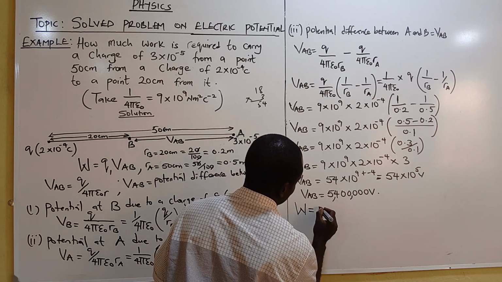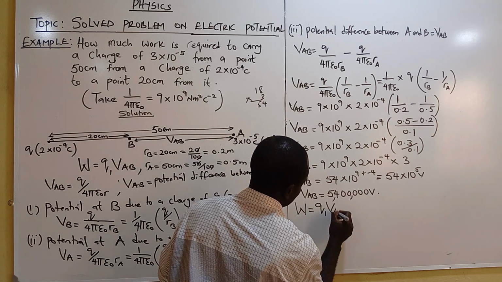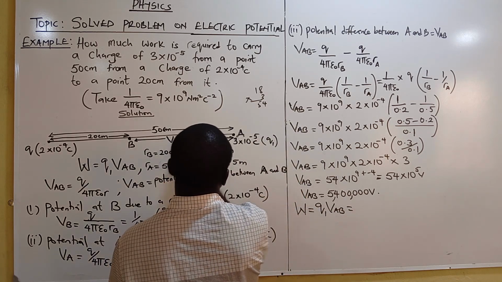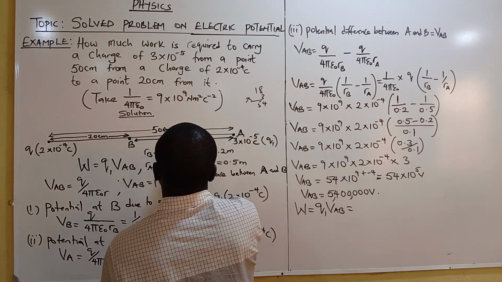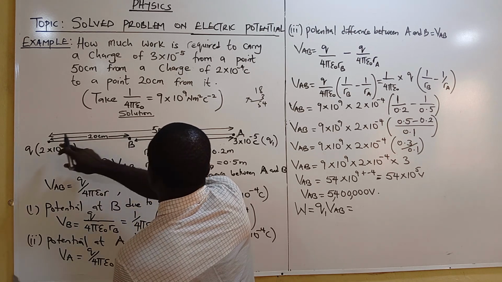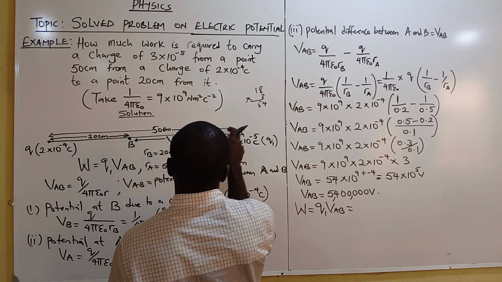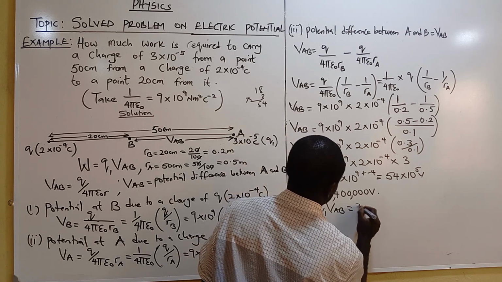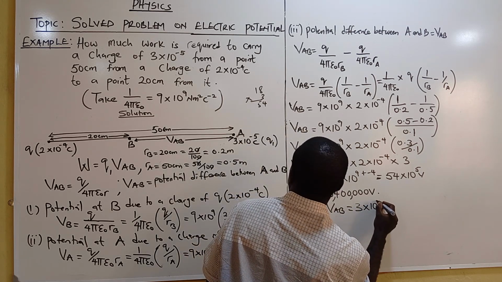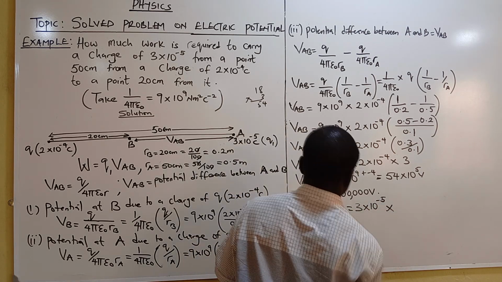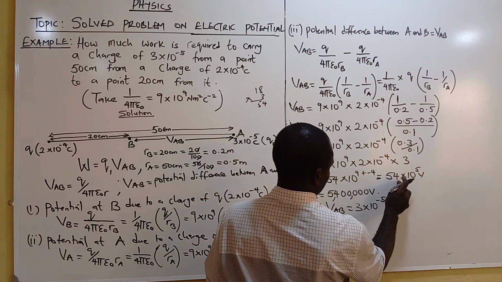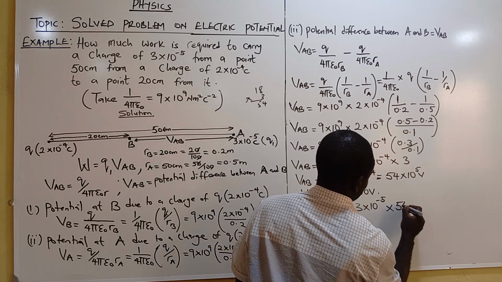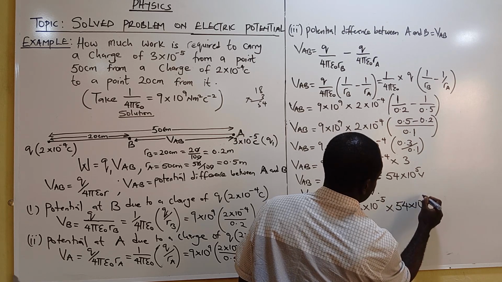Work done equals Q1 VAB. Carrying this charge, you want to know the work done in carrying this charge from this point to this point. The potential difference will now be Q1. We now use 3 times 10 to the power minus 5 times, what's VAB? Let's use 54 times 10 to the power 5.